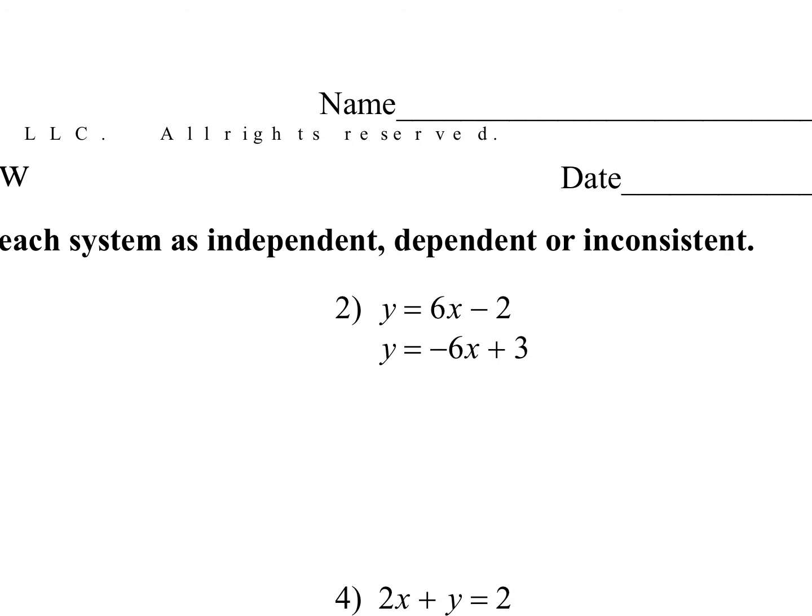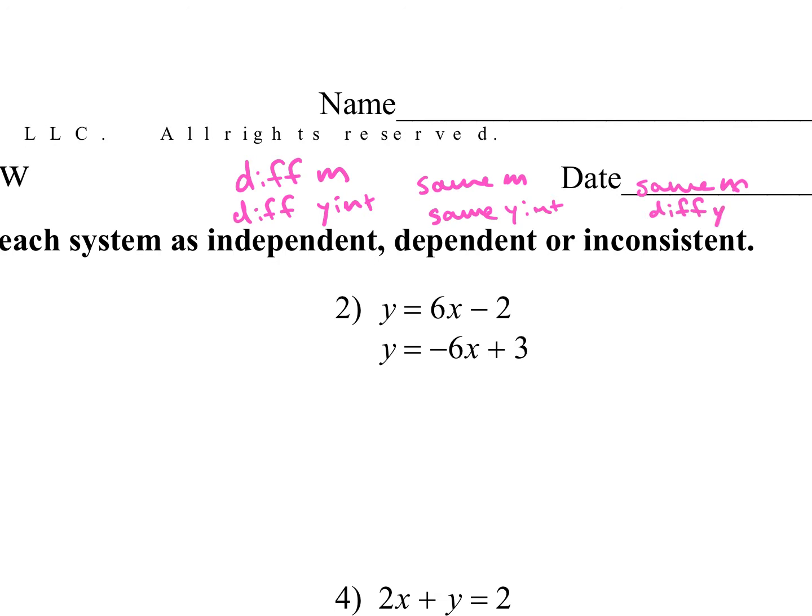Same, different. Different slope, different y-intercept. What about if it's dependent? Same slope, same y-intercept. And inconsistent? Same slope, different y-intercept. So remember, if it's different slopes, it's automatically independent.